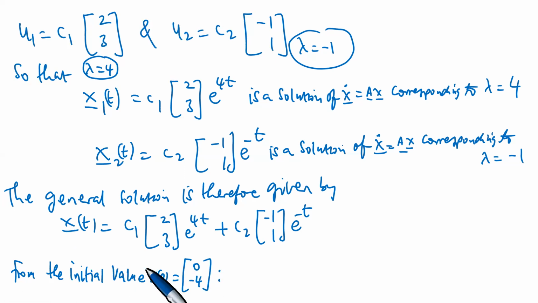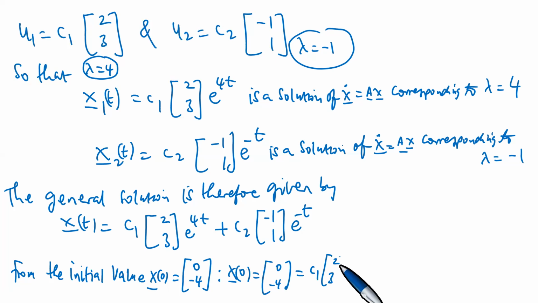What we get? So we're going to continue using that one. So we're going to get x0 using the eigenvector method. We have the eigenvectors and the eigenvalues obtained already. So this one is 0, minus 4, equals C1 times 2, 3, e to the 4 times 0, plus C2 times minus 1, 1.